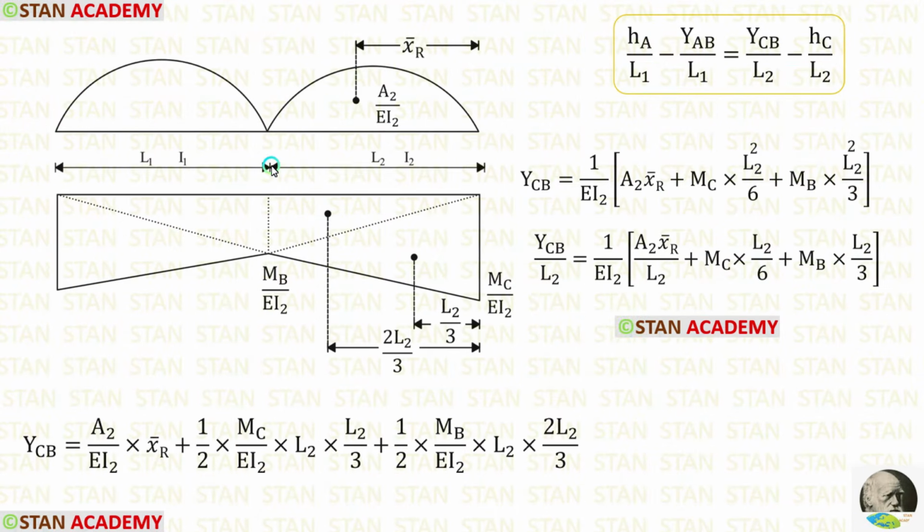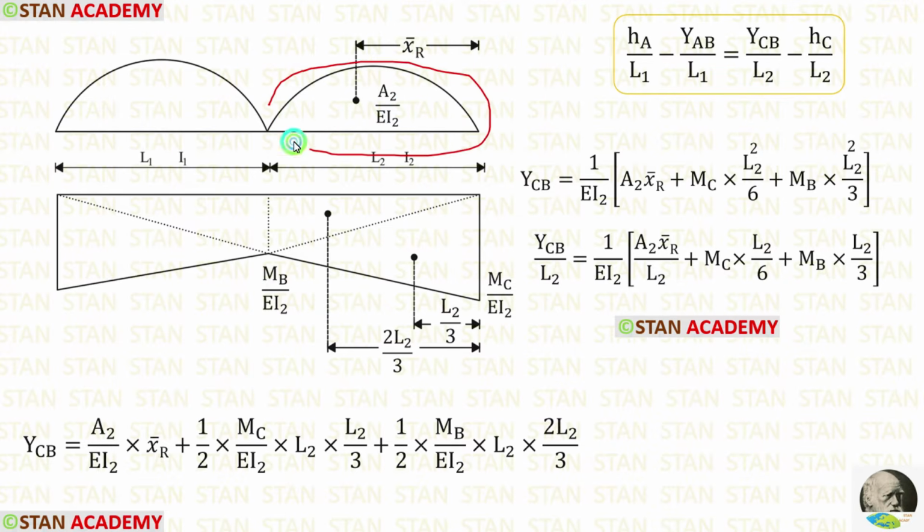Now let us find the deflection in the second span, that is YCB. In this span, the length is L2 and the moment of inertia is I2. The centroid should be taken on the right side. You can see that all of the centroids are taken on the right side. For this diagram, we do not know the shape of the bending moment diagram. So let us keep this as area 2.